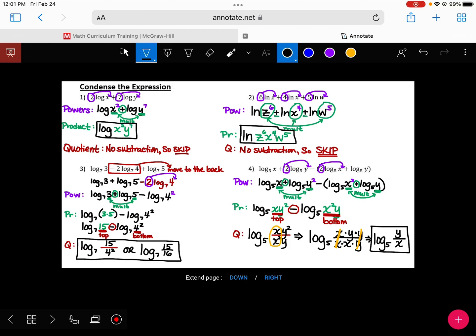When we get to the test, if you leave it as x y squared over x squared y, I'm not going to take off points, because what I'm looking for on a question like this is, can you take it from its expanded form down into its condensed form? How do I know when it's fully condensed? There's only one log.